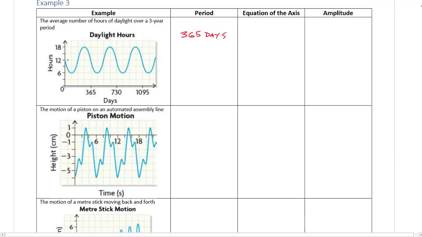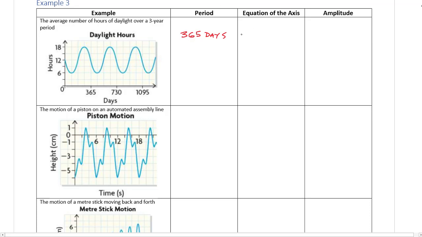Now, the equation of the axis. Let's just review this again. The amount of daylight hours: as the year goes on, as our Earth rotates around the sun, and as it rotates on its axis, we have less daylight in the winter and more daylight in the summer. So that's why this graph looks like this.